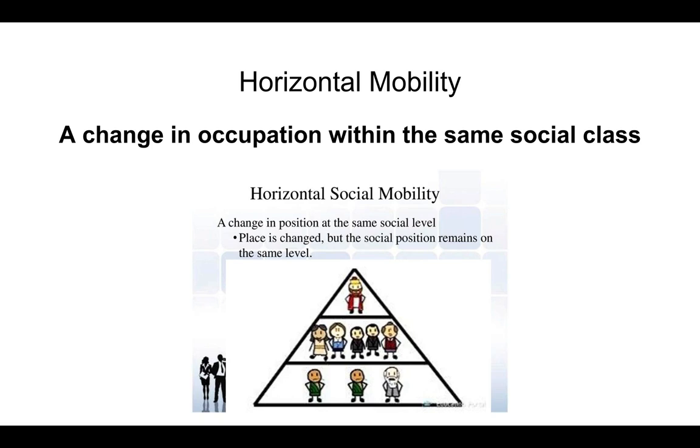There is horizontal mobility, which is a change in occupation within the same social class. That would be kind of like if, as a teacher, I become a principal of a school. Truly, it's the same social class and would be horizontal mobility. It's just a change of occupation. Even though there may be more status in a principal's job than a teacher, it's still the same social class.